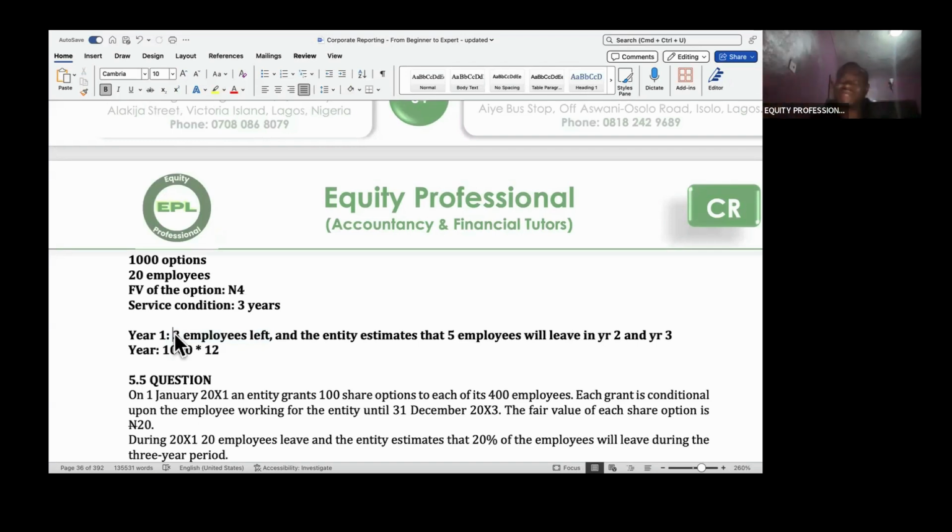How many people will not leave? Not in year 1, right? Though we are making estimates in year 1, the only reason why we are making estimates is because it's about the future. How many people will not leave at the vesting date? It's on that basis that we are going to determine year 1 figures. So when you say 3 employees left, and the entity estimates that 5 employees will leave in year 2 and year 3, the estimate of total departure over the 3 years is 8. That means only 12 would remain.